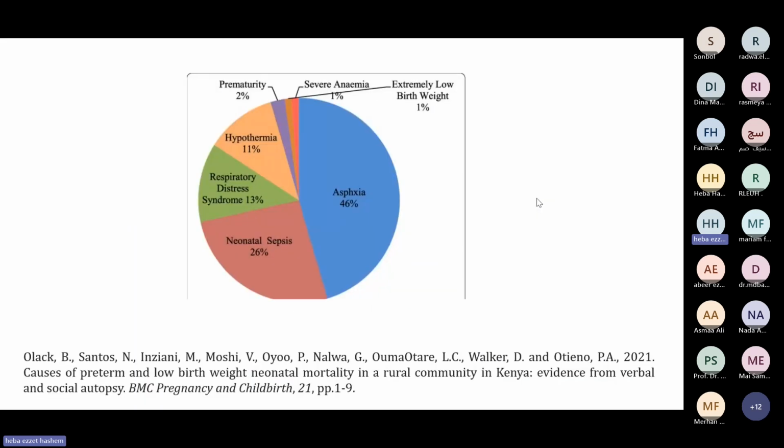And according to these new references, neonatal sepsis accounts for the second cause of neonatal mortality, with 26% of neonatal deaths attributed to neonatal infection. And this percentage is different from one country to another and from one area to another, depending on the infection control policies and the antibiotic stewardship policies adopted in the hospitals.